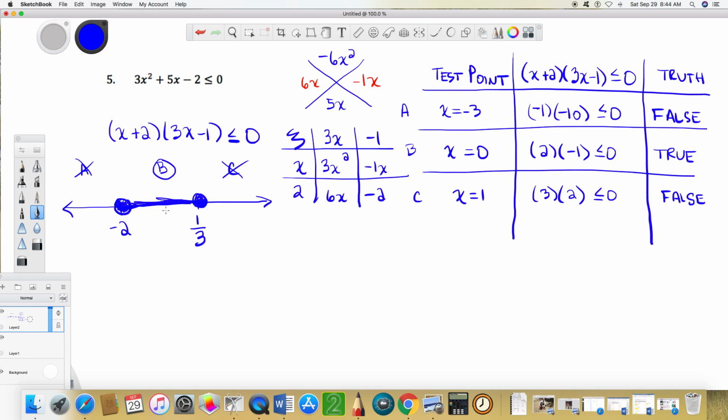So this is a picture of my solution set. I want to present that as an inequality. So I have negative 2 is less than or equal to x, which is less than or equal to 1/3. And that's my final answer.